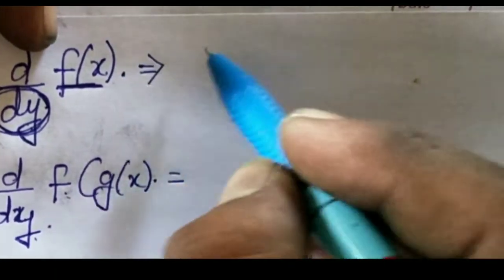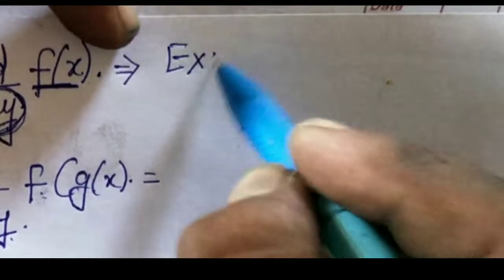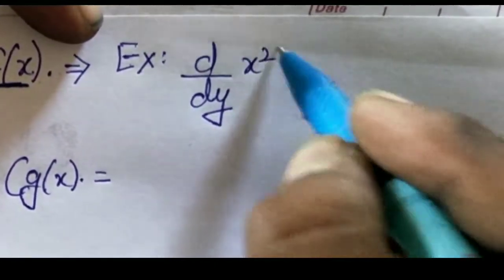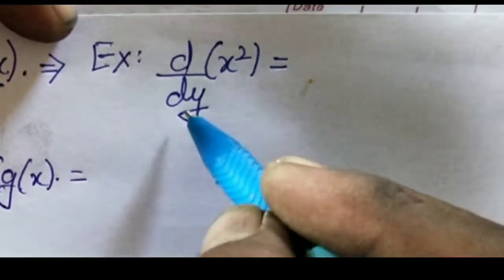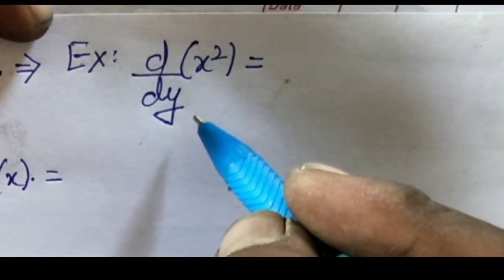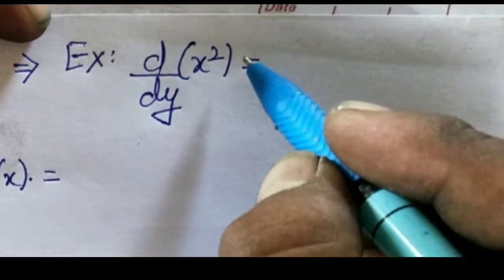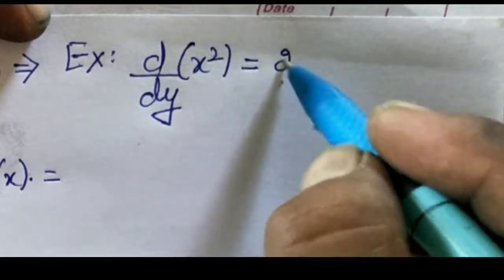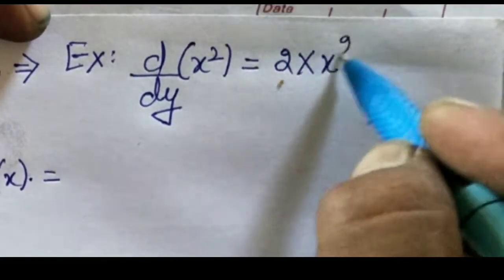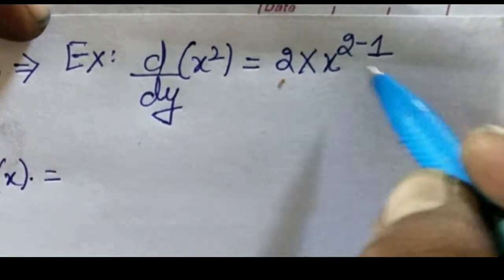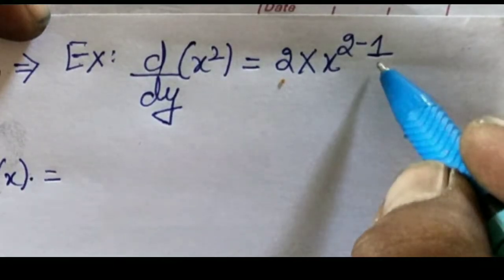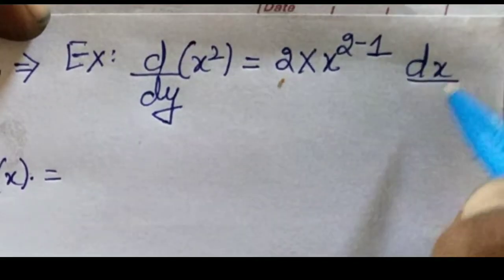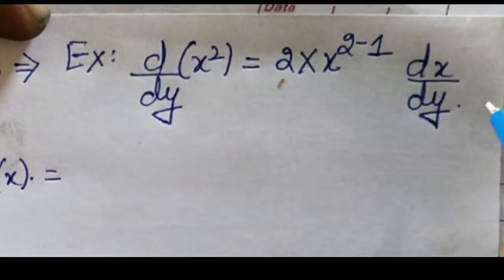Let me discuss it with the help of an example. Suppose I have to differentiate x square, but with respect to y, not with respect to x. Then how will I differentiate it? First, I will use a simple formula, that is x to the power n. I will use the formula: take the power outside, decrease the power of x by 1, it will become 1. Now the last step will be to multiply it with dx by dy.